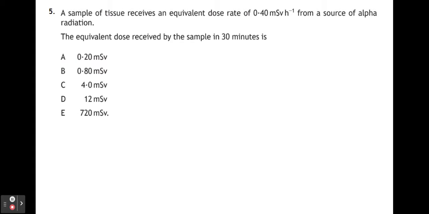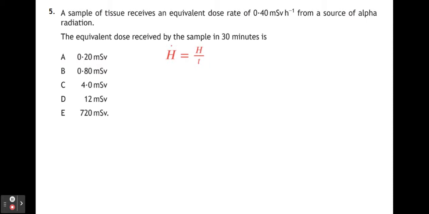Okay, so we could do this very quickly and see that 30 minutes is half an hour. So if the equivalent dose rate is 0.4 millisieverts per hour, then in half an hour it's going to have accumulated half that much, so 0.2 millisieverts. However, we can use the formula to work this out as well.